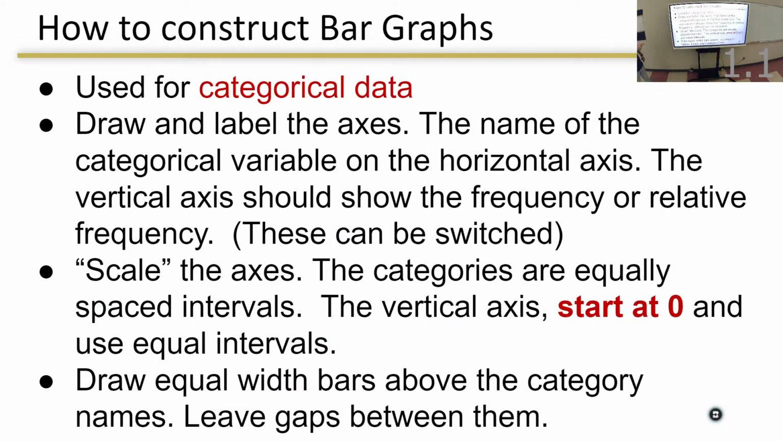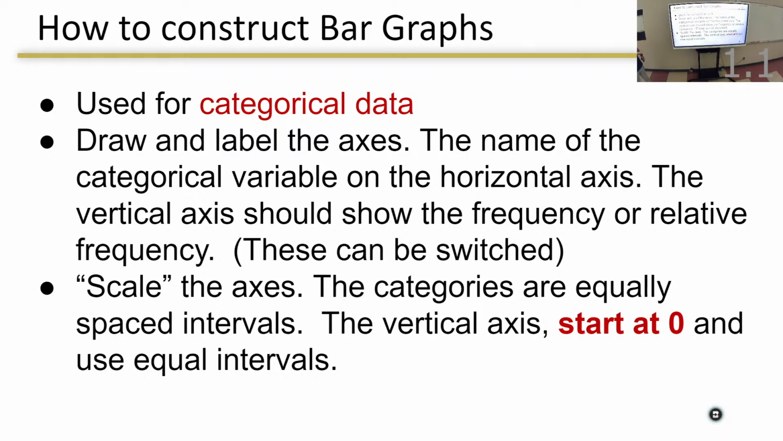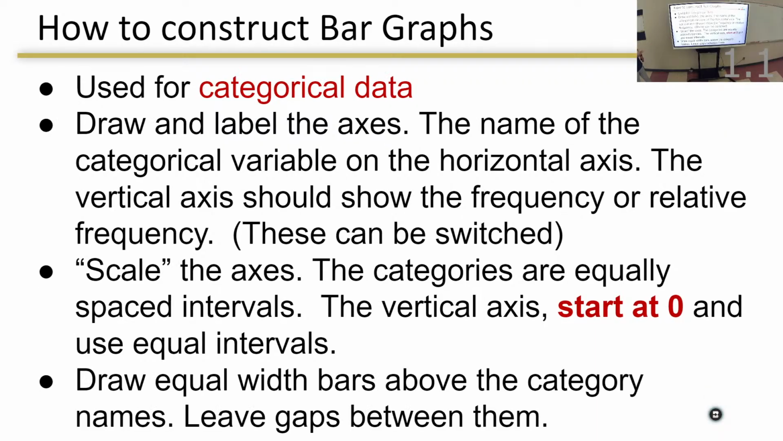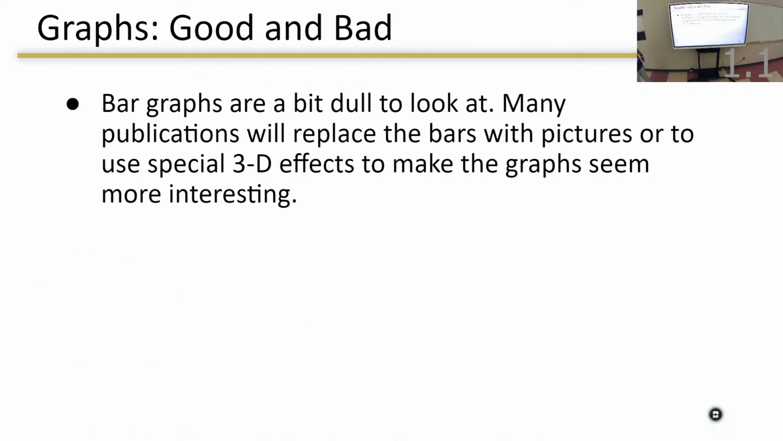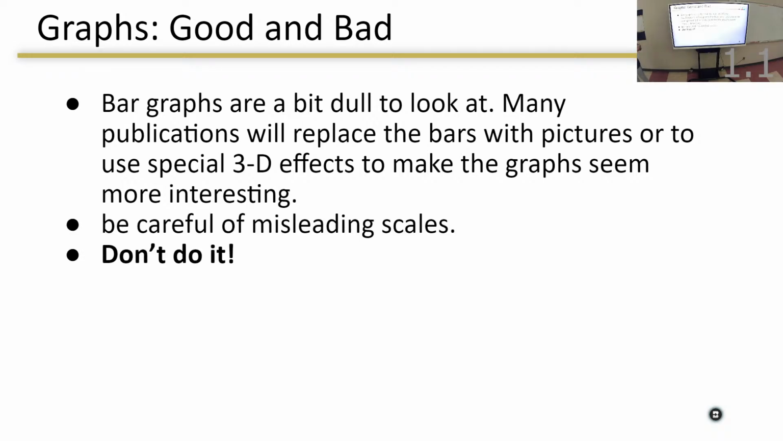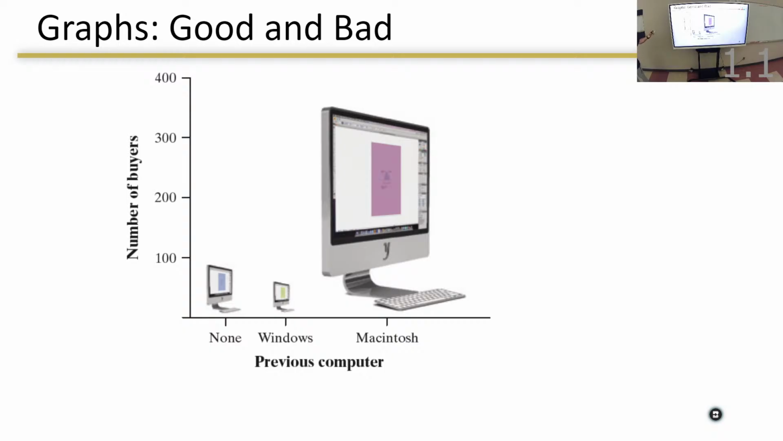So scale the axes. The vertical axis is always at zero. You keep the intervals, draw equal bars. Bar graphs are difficult to look at, and then you have to replace the bars with pictures. Be careful. Another one goes up to 350, where this one is 100. So really, it's 3 times the other, but that looks like it's 5, 6, 7, 8 times bigger. So it's misleading.